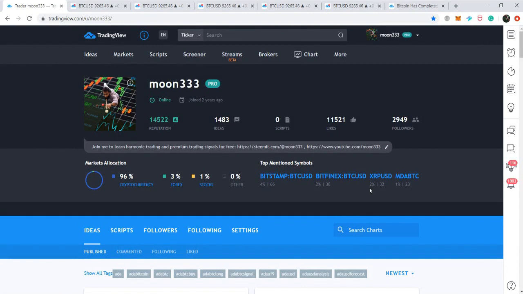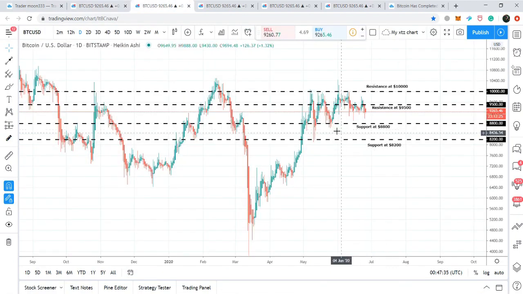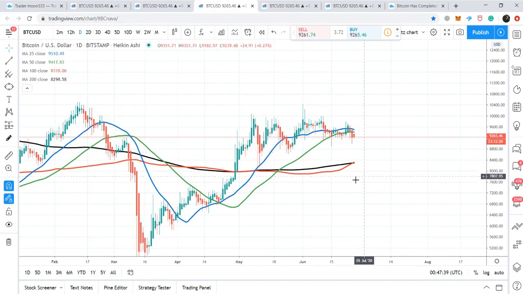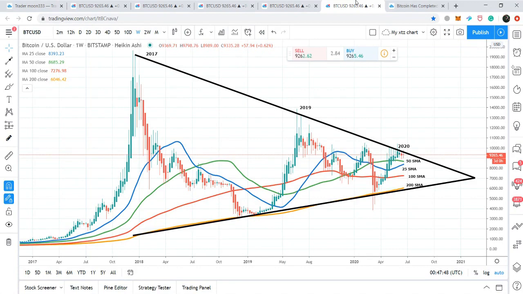In today's video, I would like to show you another bullish reversal pattern that has appeared, and that is the harmonic move, the bullish shark move after two bats. After this, I would like to show you the different support and resistance levels for BTC, and we will also watch the different moving averages and this pattern that is likely to be broken down soon. And at the end of this video, I would like to recall my previous long-term analysis for you guys.